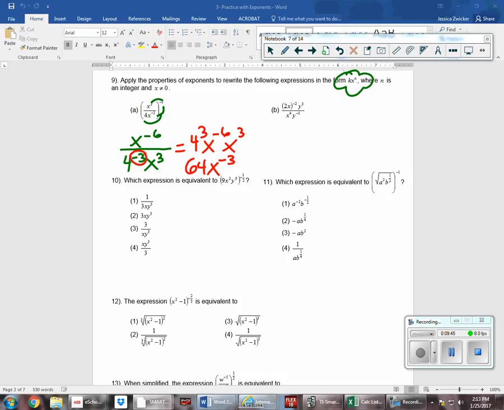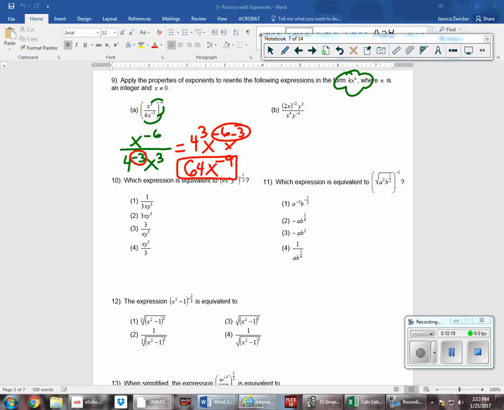Oh, my fault. Hold on. This is 64, this is x to the negative 6. When you bring up the 3, it should become x to the negative 3. So instead of x to the negative 6 times x to the negative 3, you have x to the negative 9, because when you multiply, you add those exponents up. Sorry about that, guys.